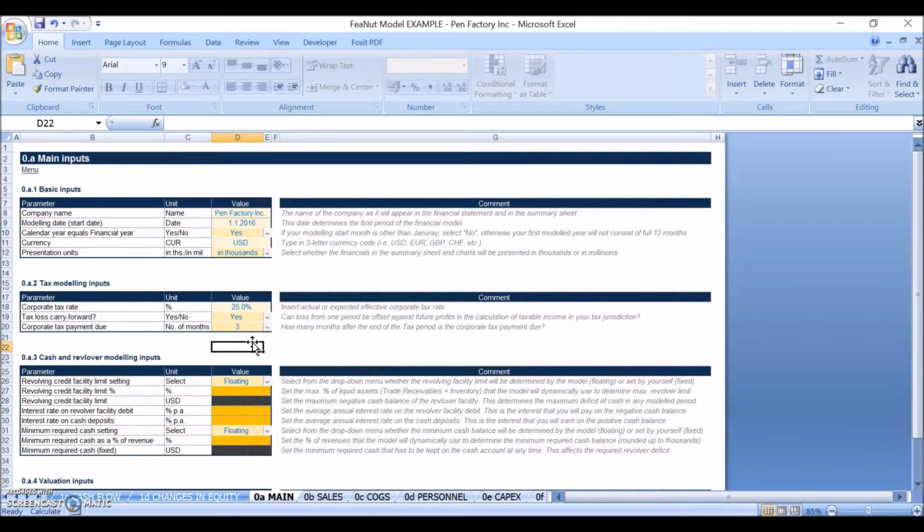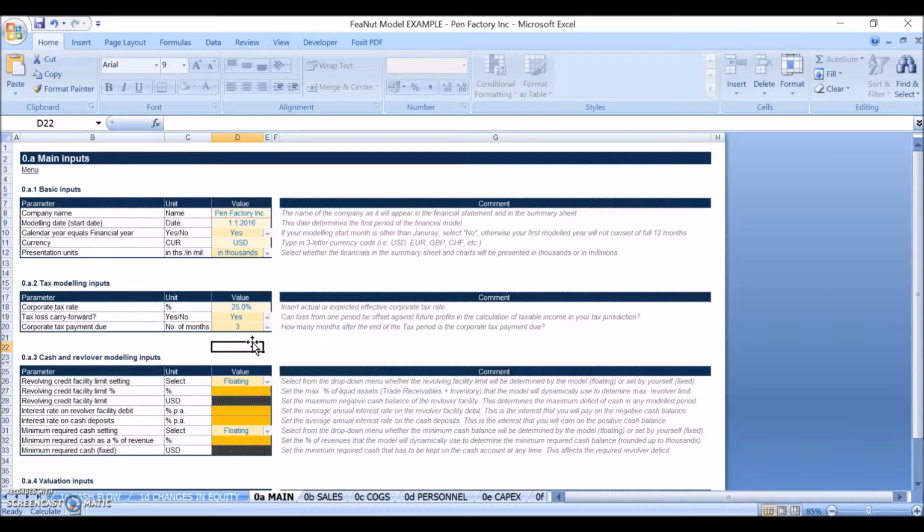The next table we have in here is for cash and revolver modeling. Cash and revolver is a section of the model that has impact on the balance sheet as well as on your cash flow statement, and it models the way the model deals with month-on-month fluctuations in the level of cash that you have in your company.